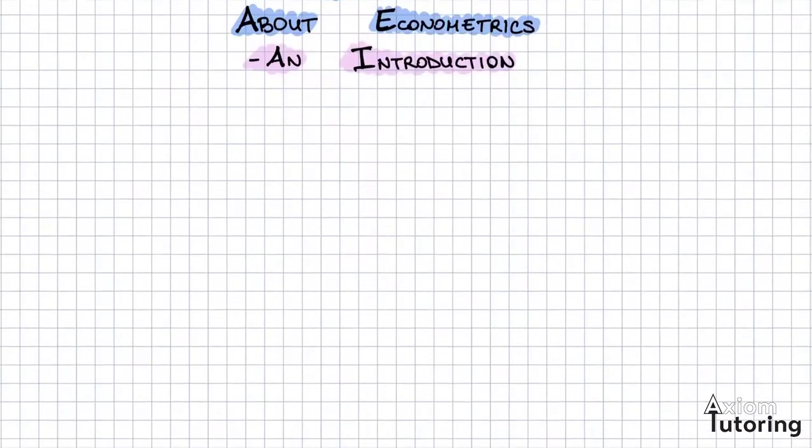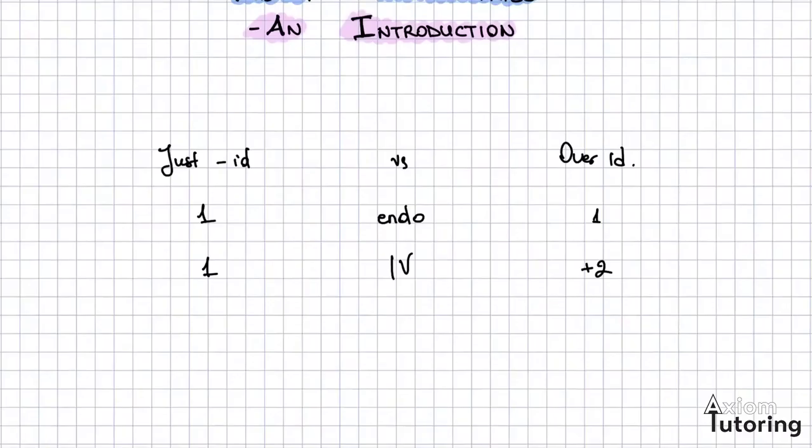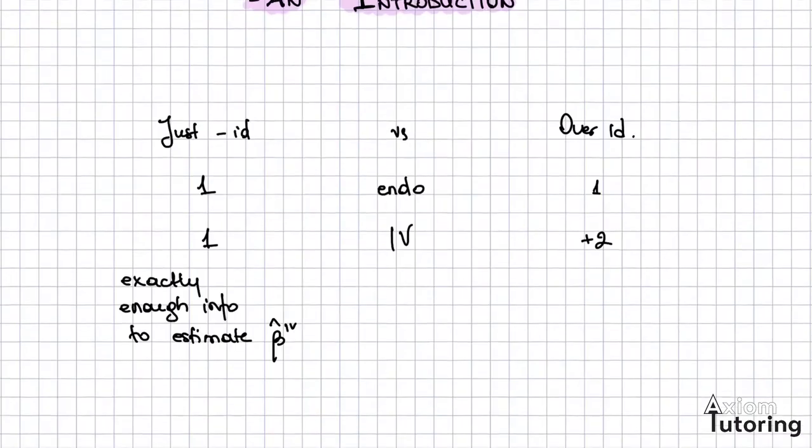Okay, so just identified versus over-identified. You have endogenous variables and instrumental variables. In the just identified case, you have exactly 1 instrument; in the over-identified case, you have more than 1, so let's say 2 or more. In the just identified one, you have exactly enough information to estimate your beta hat, which in the cases where you use the IV, we'll call beta IV instead of beta OLS. In the over-identified case, you have 2 or more instrumental variables, so you have more instruments than strictly needed. Okay, so you have surplus information here.